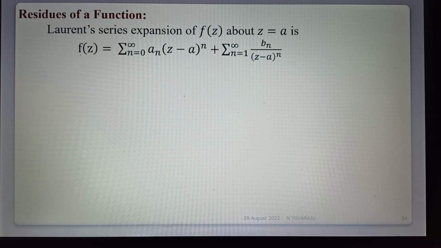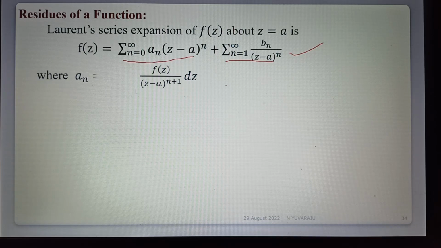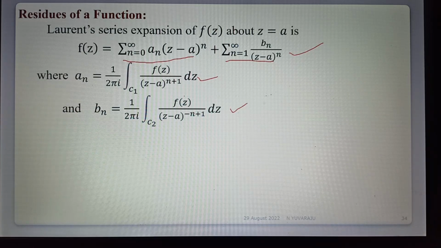So we know the Laurent series expansion of f of z about z is equal to a. This is a Laurent series. The first part is the expansion in positive powers of z minus a. The second part is negative powers of z minus a. Here an are the coefficients: how to find an, where n is equal to 0, 1, 2, 3, substituting to find a0, a1, a2 and so on using this formula. And in this one we find the coefficients b1, b2, b3 and so on. This is bn is equal to this formula. This is the Laurent series expansion of the given function.